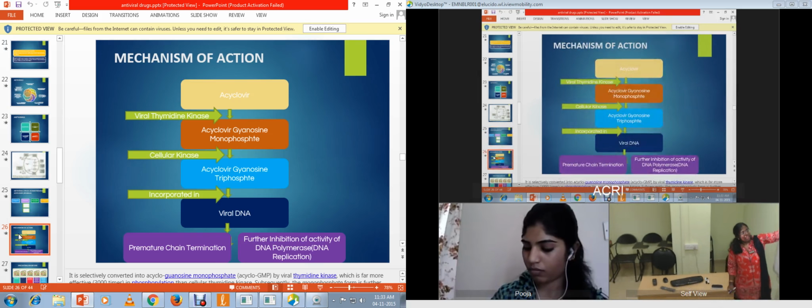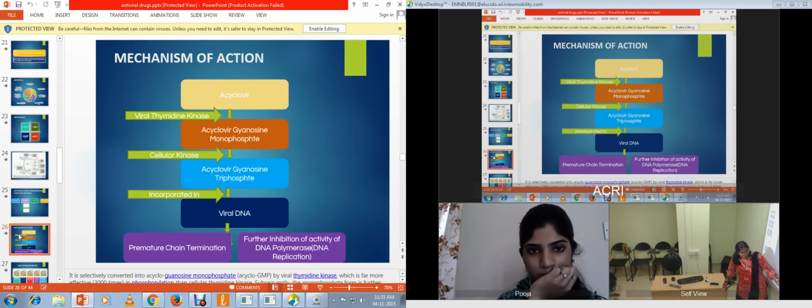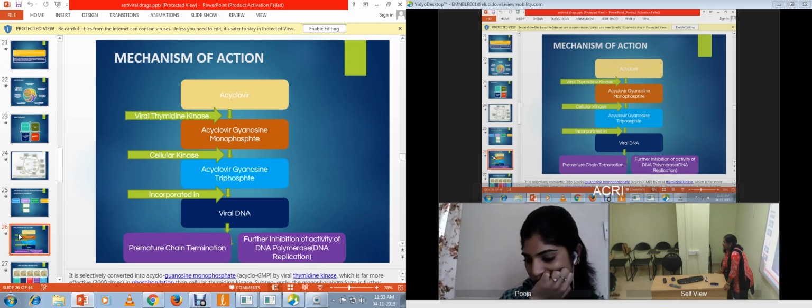Mechanism of action: acyclovir, with the help of viral thymidine kinase, is converted into acyclovir monophosphate. Again by phosphorylation, it is converted into triphosphate. Once it enters the viral DNA, it causes premature chain termination and further inhibition of the activity of DNA polymerase. Synthesis of the genetic material is inhibited, and thereby you inhibit the action of the virus.